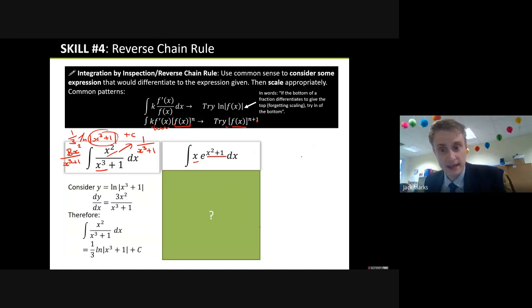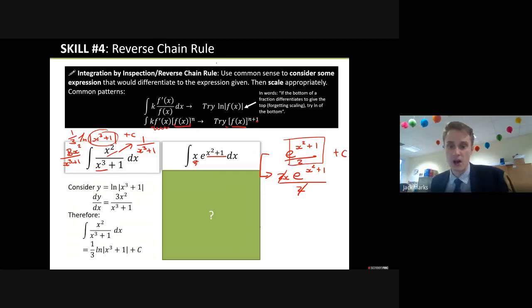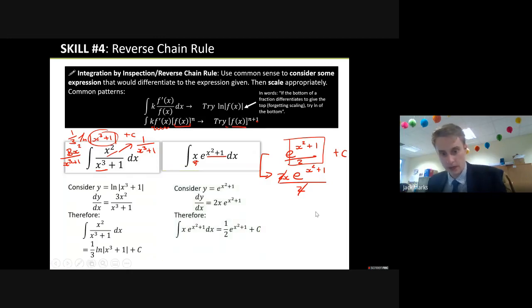So e to the thing, your first idea might be, well, let's just integrate it. E to the thing becomes e to the thing. When you differentiate, you will get e to the thing multiplied by 2x. What is the problem? The problem is this is 2 times too big. You'd need to divide it by 2 to get to this. So the thing that you tried, you also have to divide it by 2 as well. So this should be your answer. A half e to the blah, blah, blah plus c. Okay.